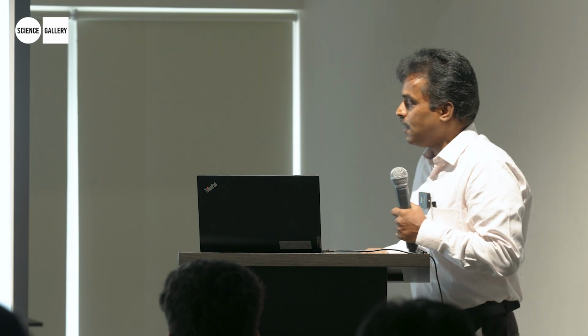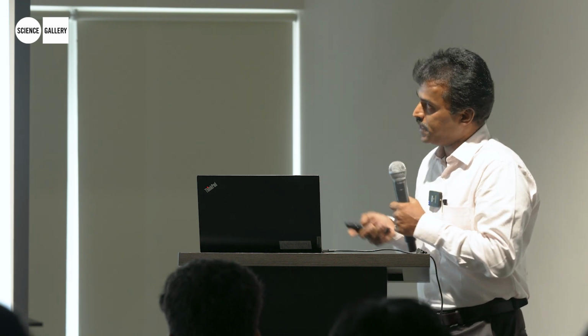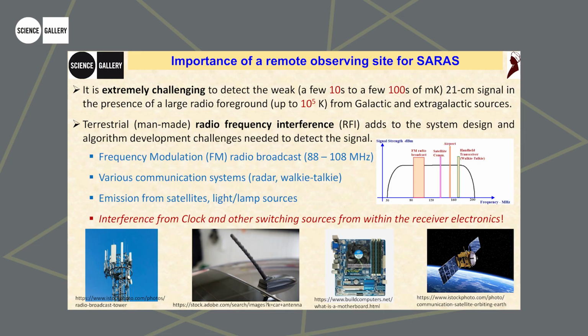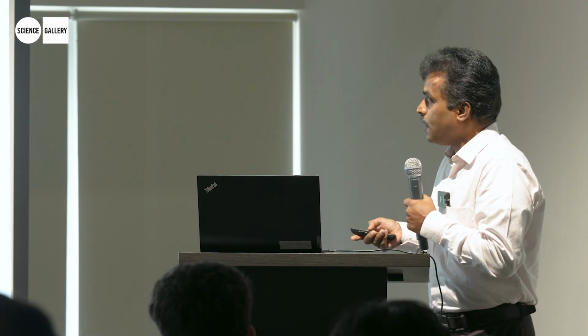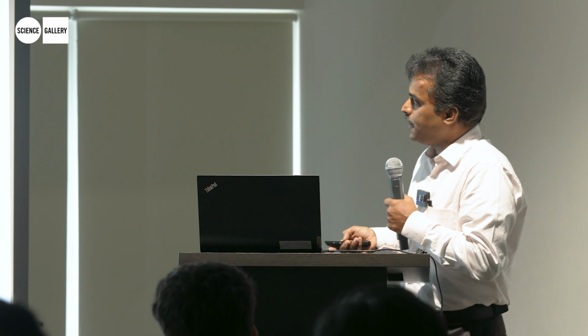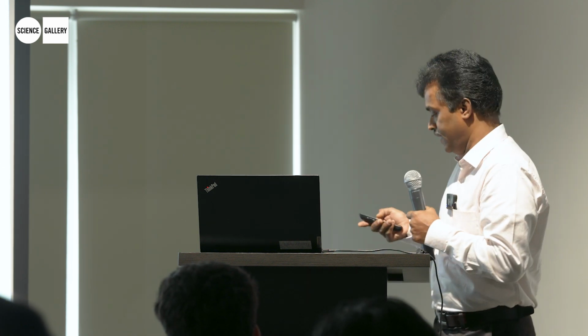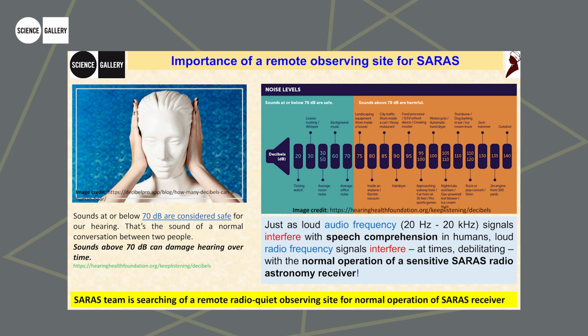For example, you have a processor. I showed you a picture of a laptop which is acquiring data. The processor itself has a lot of clocks and a lot of switching signals, control signals. They themselves radiate, and we should not be confusing our signal of interest with them, and they should not mimic our signal of interest. In the next few slides, I'll also tell you how we manage this particular thing, that is, interference from our own receiver.